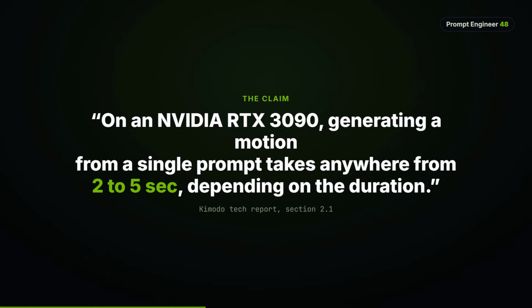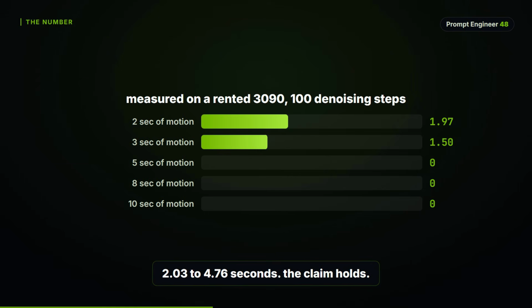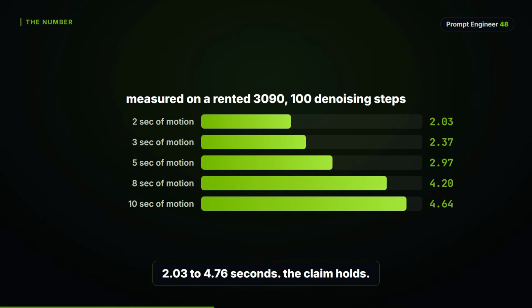Now their paper makes a specific claim. It says on an NVIDIA 3090, generating a motion from a single prompt takes anywhere from 2 to 5 seconds depending on the duration. So I measured it. 2 seconds of motion took 2.03 seconds, 10 seconds of motion took 4.76. 2 to 5 seconds on a 3090. The claim is exactly right.